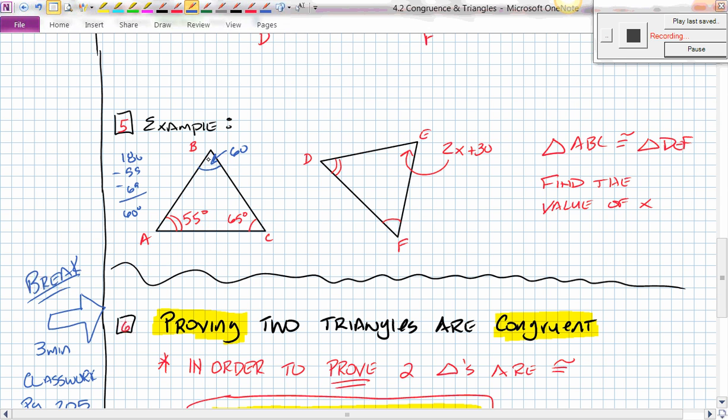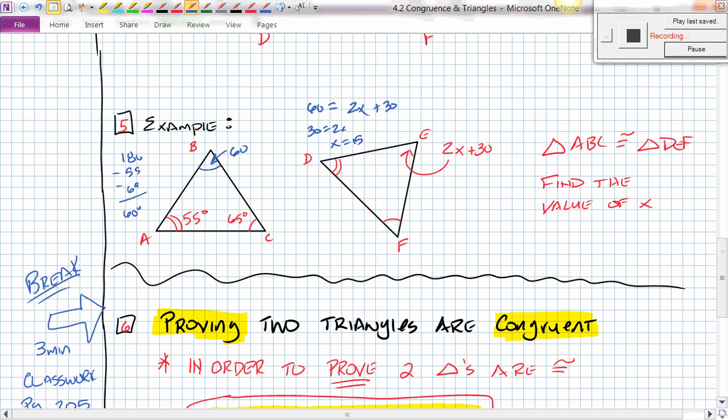Now, I know that angle B is congruent to angle E by the third angles theorem, so I can set 60 equal to 2x plus 30. If I subtract 30 from both sides, I get 30 equals 2x, therefore x has to be 15. So using that third angles theorem comes in handy if you know two figures or two triangles are congruent.